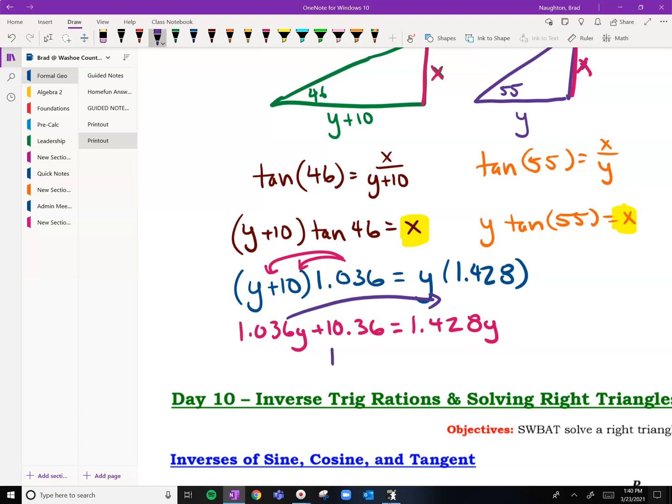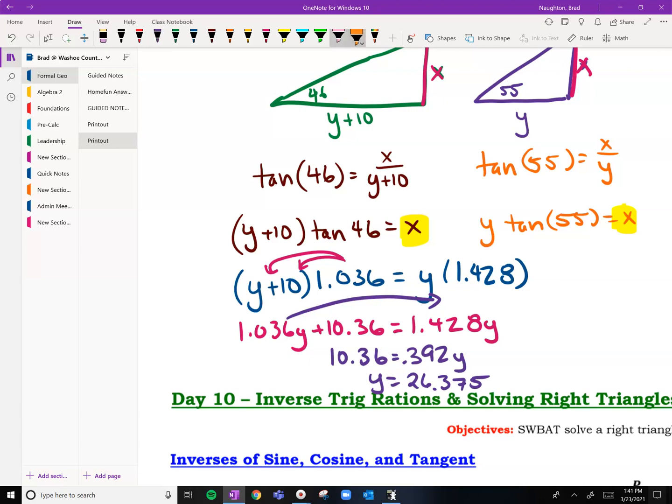So I'm going to go ahead and bring it over, bring the y's together. So 10.36 is equal to, got to do this in my calculator here, 0.392y. So y is going to give us 26.375. All right, sports fans, we have y.